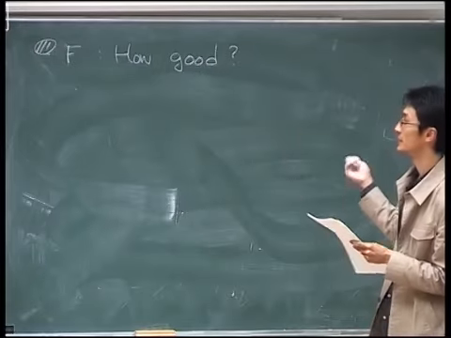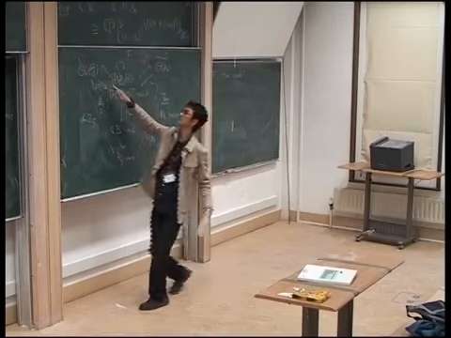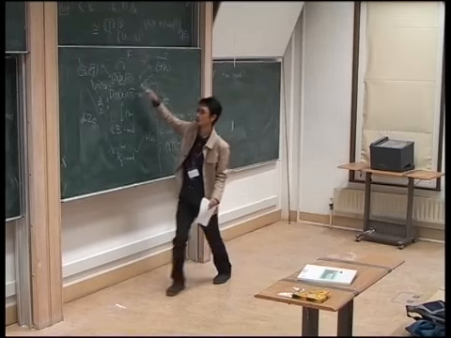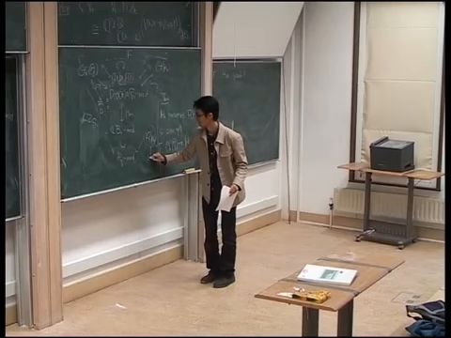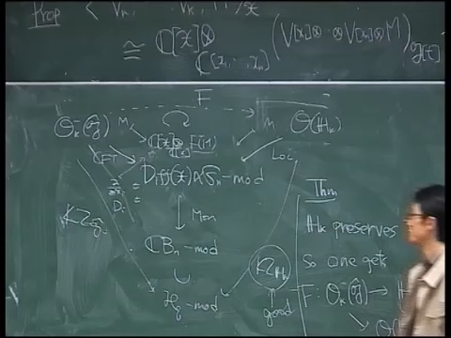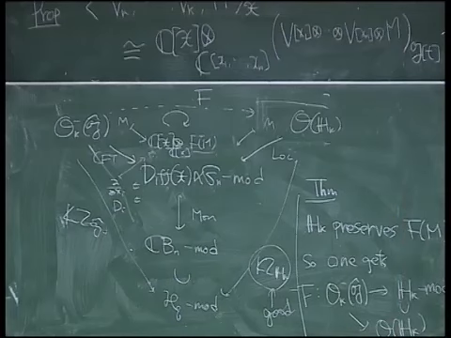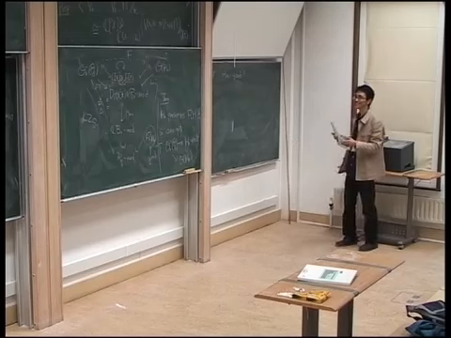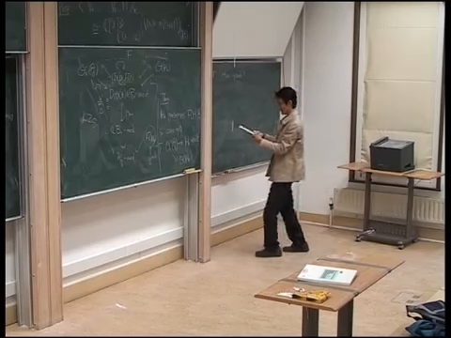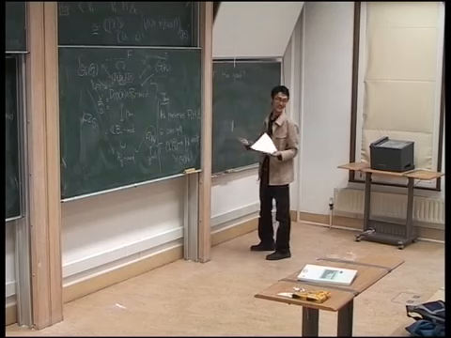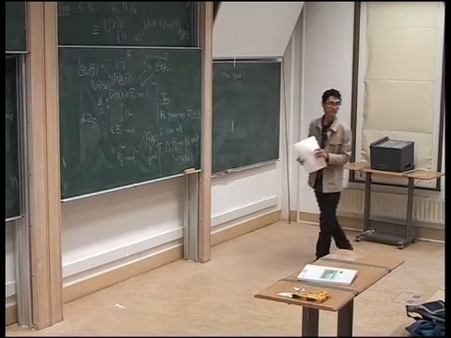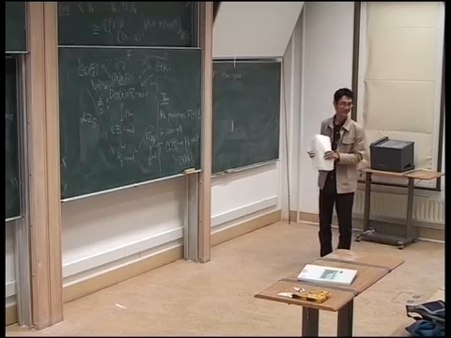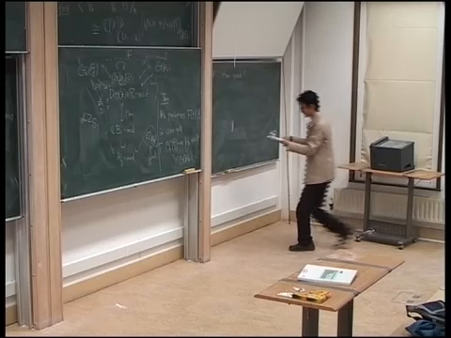So how good is this F? Or how good is this functor? So this is good by GGOR. What does it mean by good? For example, exact. Yes. So it's a quotient by a Serre subcategory. Yes, that is very good.